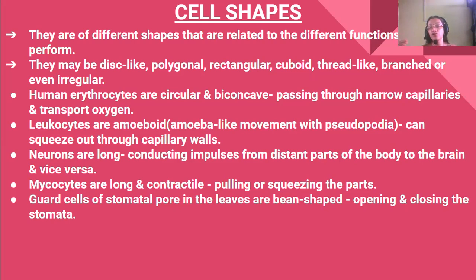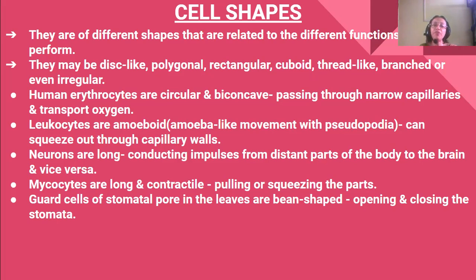Okay, and transport the oxygen wherever it is needed. Then another example is leukocytes. They are amoeboid in shape. That is, they have pseudopodia like the amoeba, and they can squeeze out through the capillary walls. Leukocytes are also like the erythrocytes, but they are not circular or biconcave. They have an amoeboid shape, with pseudopodia, and by that, they can squeeze out through the capillary walls.